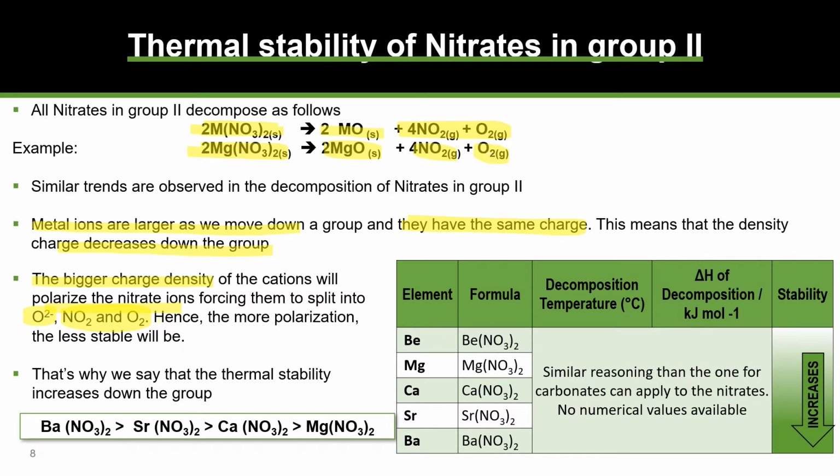The more polarization, the less stable it will be, and we are going to have more stability as we go down the group again. So barium nitrate is more stable than calcium nitrate, than magnesium nitrate, and again beryllium is not included in this trend. There are no numbers available to analyze the actual values for this, but you need to know only the trend.